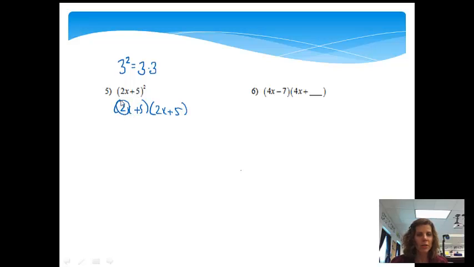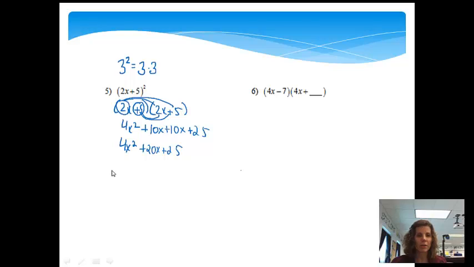So I'm going to circle the 2x. That gets distributed to both parts. 2x times 2x is 4x squared. And then 2x times 5 is a positive 10x. And then circle my 5, it gets distributed to both parts. 5 times 2x is a positive 10x, and 5 times 5 is a positive 25. Okay, then from here we'll have 4x squared, 10x and 10x is a positive 20x, plus 25.